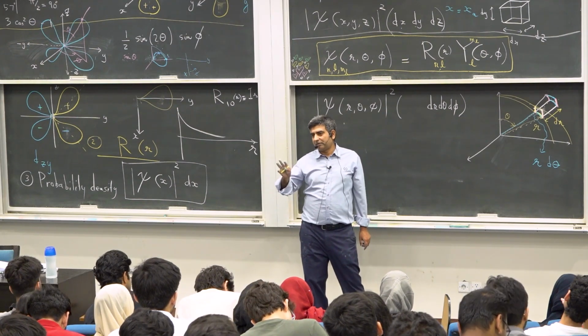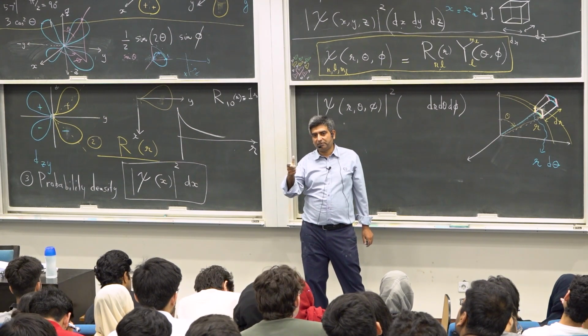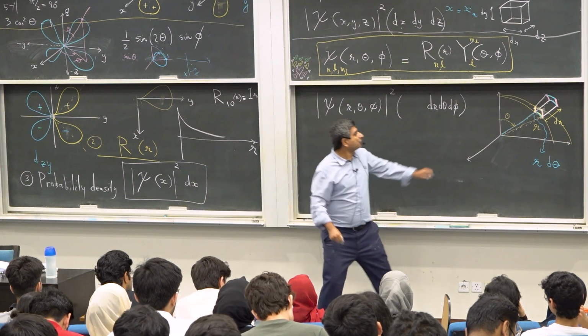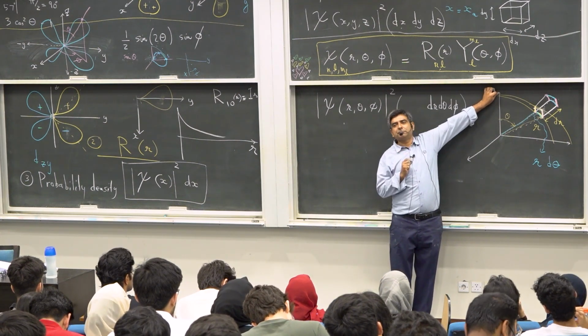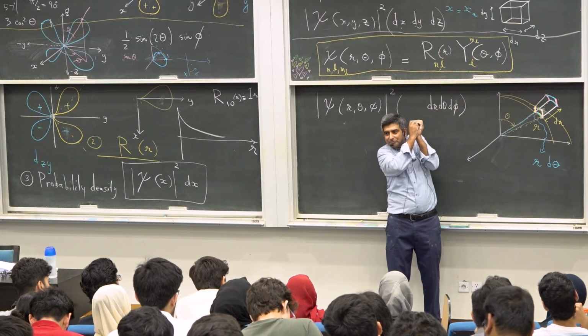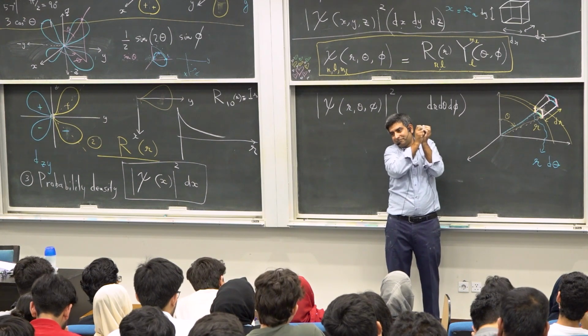It's not dr. It depends upon theta. It's r times something. So what is this length at theta equals 0? This just squeezes to 0. This length becomes 0.